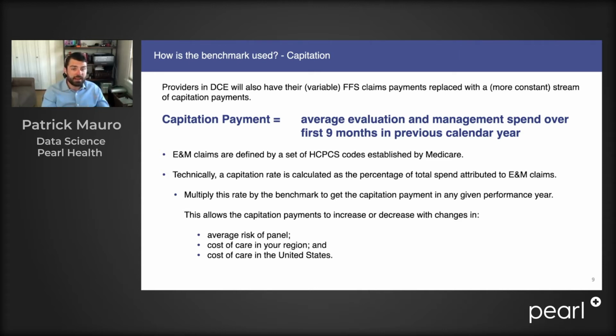E&M claims are defined by a series of HCPCS codes that are established by Medicare, and so that's what leads into this average. And that's probably a good enough place for you to stop if you want to think about capitation payments. But technically, for the purposes of full disclosure, the benchmark creeps into here in a way that allows CMS to adjust that capitation payment for the average risk of your panel and for any other economic drivers that might change the cost of care in your region or in the country as a whole. All right, so now before we move on into benchmark calculations, are there any other questions?